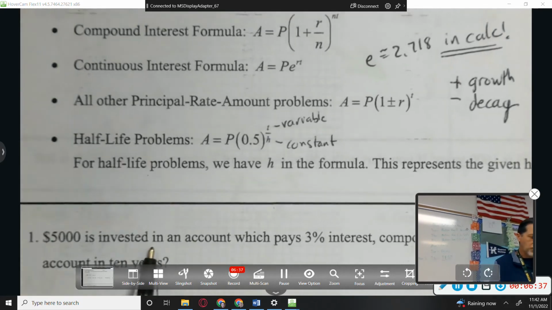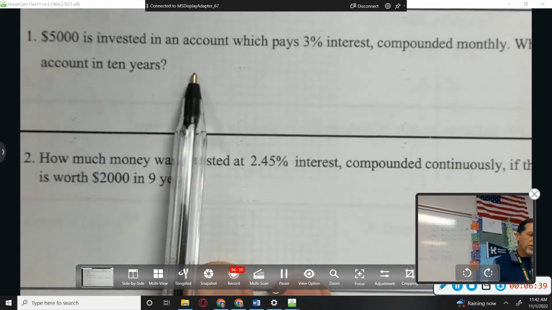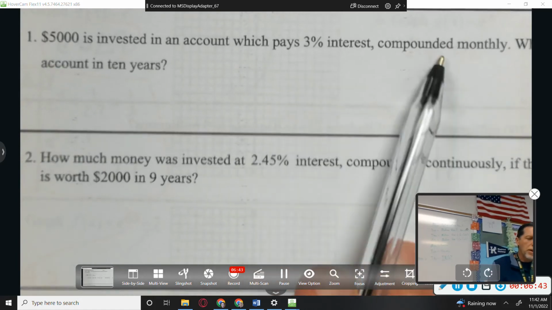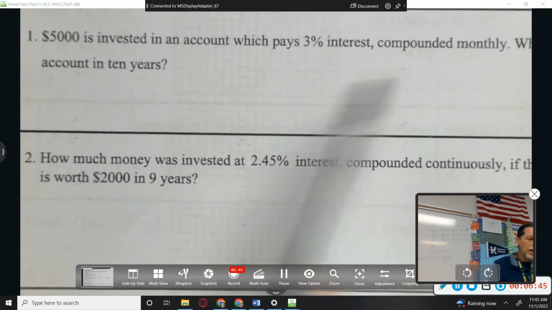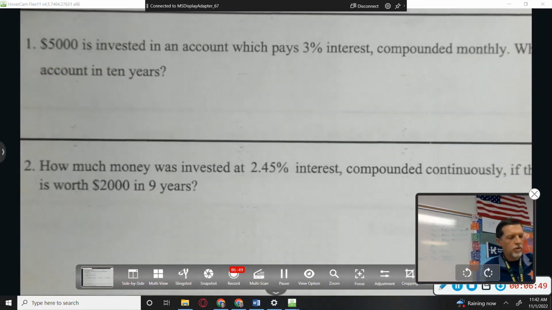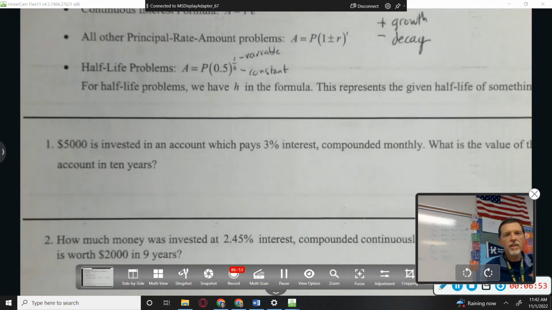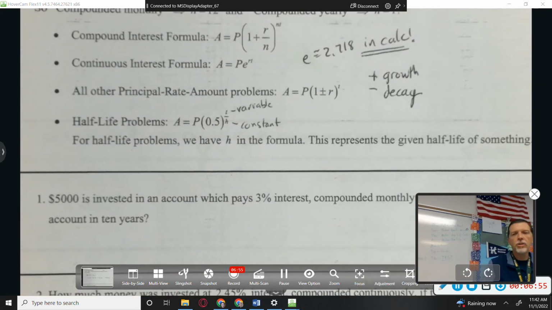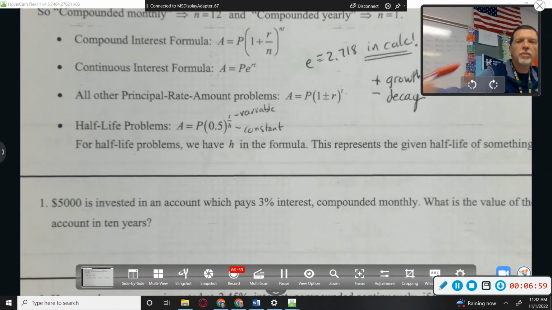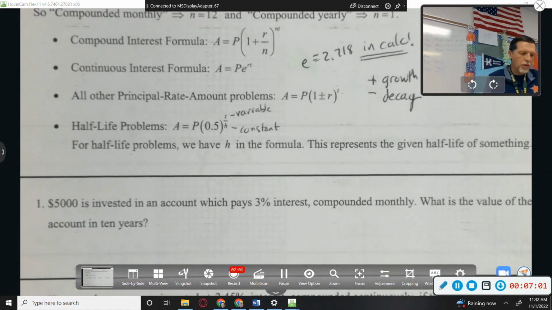All right, let's try some examples here. $5,000 is invested in an account which pays 3% interest compounded monthly. What is the value of the account in 10 years? So there's 4 formulas to choose from. How do I know which formula I should use? To me, there's a dead giveaway in this problem as to which formula we should use.